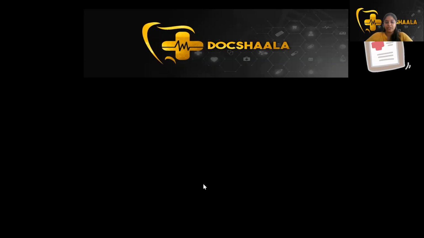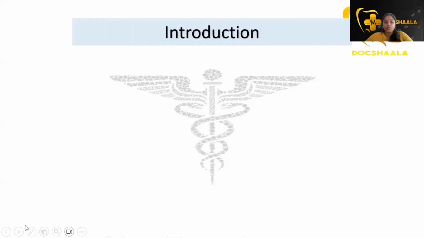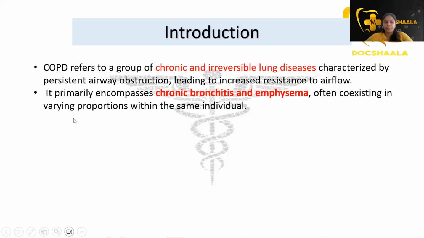In this video, we are going to see about an important manifestation in lungs, that is COPD, chronic obstructive pulmonary disease. So let's dive into the topic now. What is chronic obstructive pulmonary disease? It refers to a chronic and irreversible lung disease characterized by persistent airway obstruction leading to increased resistance to airflow. That is, there is a decrease in the airflow in the lungs.